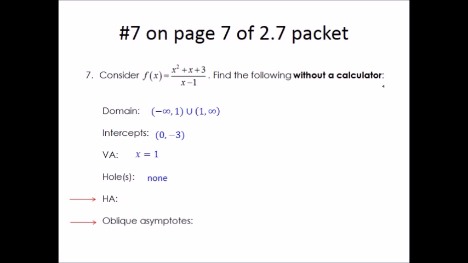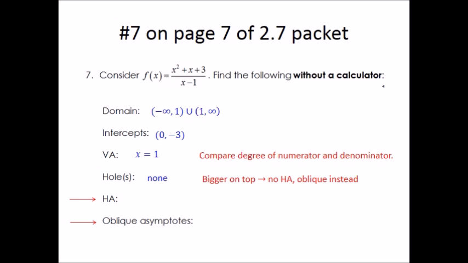To find the horizontal asymptote, compare the degree of the numerator and the denominator. Because the degree of the numerator is greater here, this graph will not have a horizontal asymptote. It will have an oblique asymptote instead.